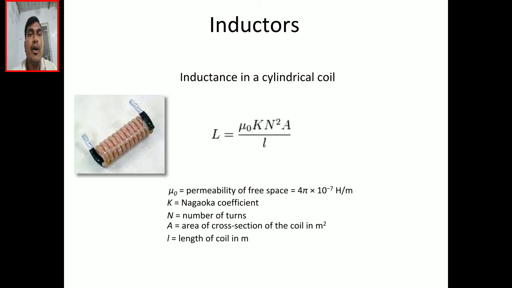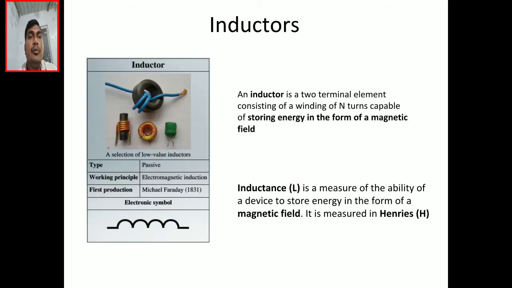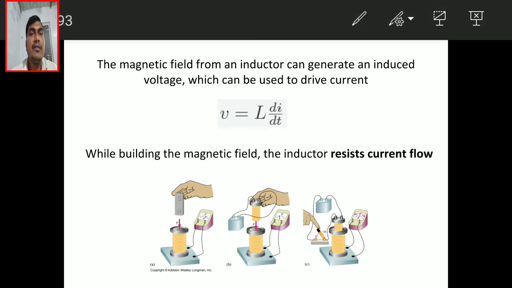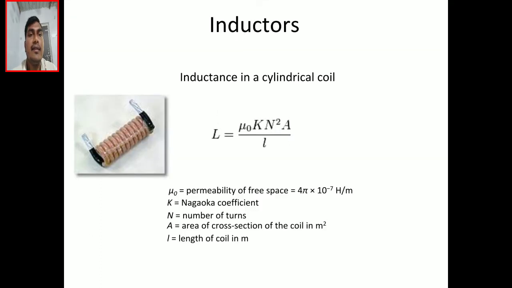This is the physical formula for the inductor, and the electrical formula is V equal to L into di by dt. Whenever there is a rate of change of current, there is a formation of an inductor. If there is a rate of change of voltage, there is a formation of a capacitor.